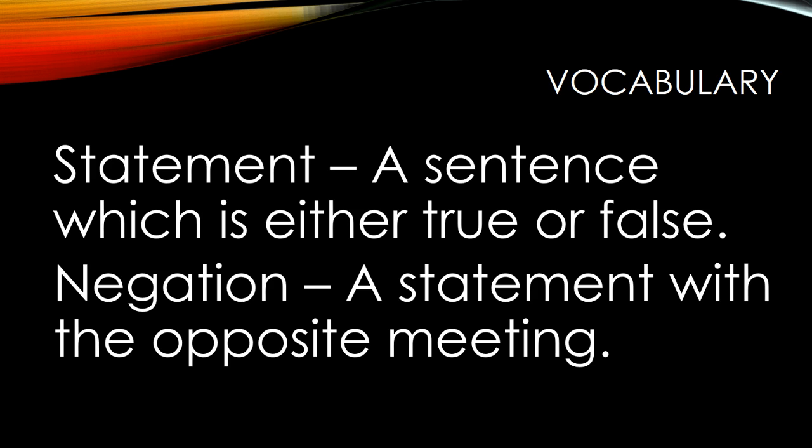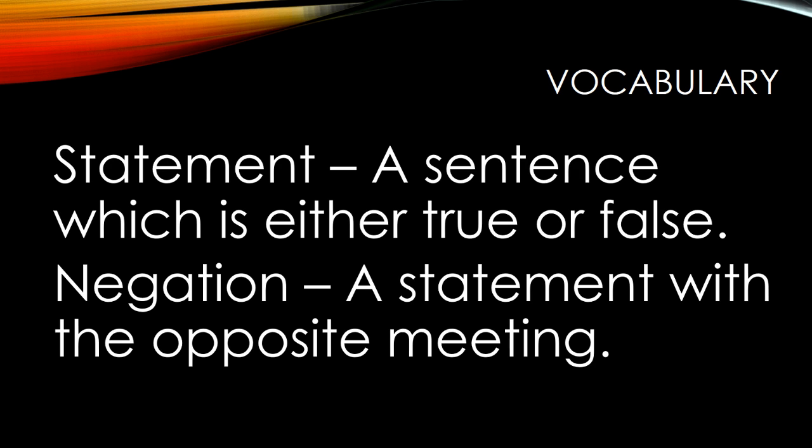Any sentence which is either true or false is a statement. Now, if a statement cannot be said to be true or false, then it's not a mathematical statement. If it's an opinion, if it doesn't make sense, those kinds of things are not considered statements mathematically. But mathematically, if I said the shape has 4 sides, that's either true or it's false. It either has 4 sides or it doesn't. So it is a statement with a truth value.